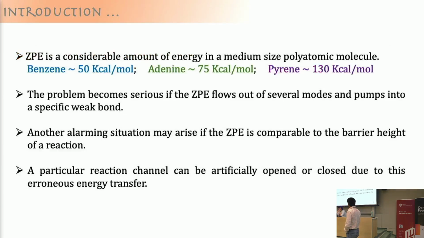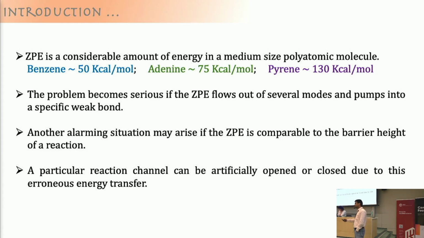Let's look at some numbers, to give you an idea of how much energy we are talking about. For benzene, we are talking about 50 kcal per mole. The nucleobase adenine, very important, as Rafal showed, is 75 kcal per mole. For a polyaromatic hydrocarbon molecule, let's say pyrene, 130 kcal per mole. So the point is, we are looking at a handsome amount of energy, right?